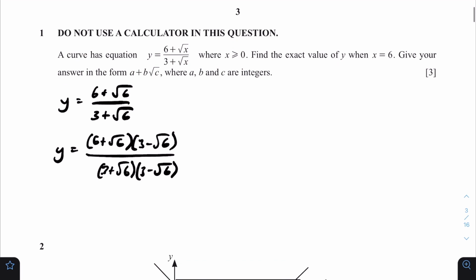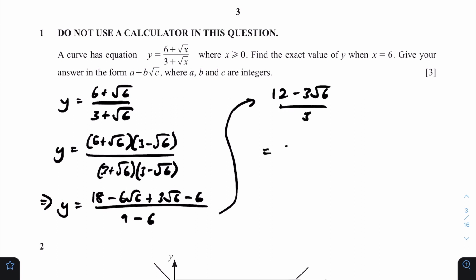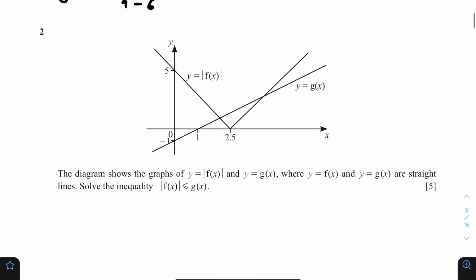So this is just the same number, it's just written a different way. So y has to equal 18 minus 6 root 6 plus 3 root 6 minus 6 when we distribute over 9 minus 6, which gives us 12 minus 3 root 6 over 3, which is equal to 4 minus root 6. And this is in the form that they want, so therefore our answer is 4 minus root 6, and if we were to say what A, B, and C were, A would be 4, B would be -1, and C would be 6. So moving on to the next question.